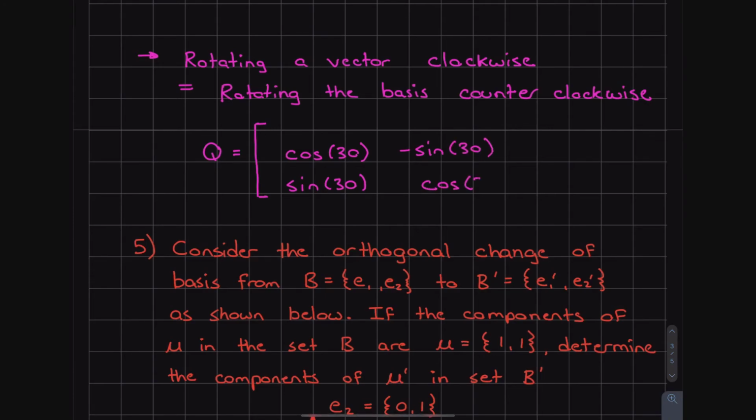So again, this matrix, how did I figure this out? Well, I realized that if we're rotating a vector clockwise, it's the same as rotating the basis counterclockwise. So because of that, I just took my counterclockwise rotation matrix that I've already figured out in, what was it, I think quiz number 7, and I just copy and paste. So it should be an easy question.